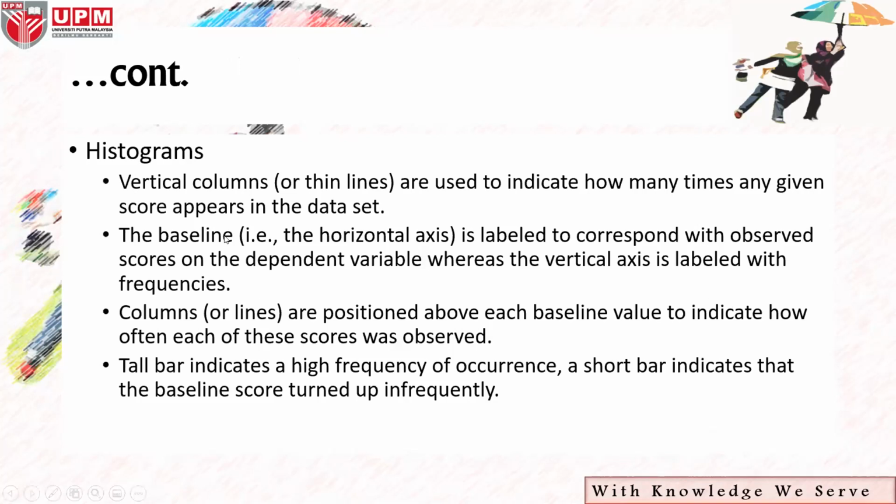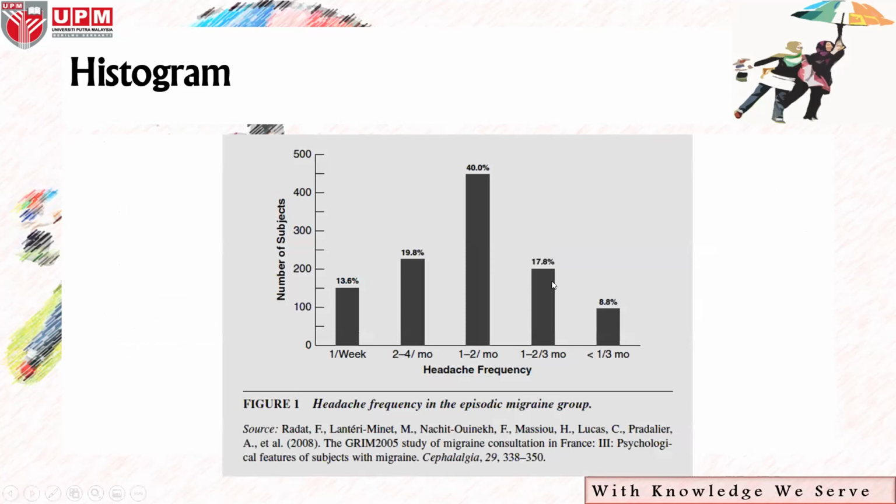Histogram. Okay. Histogram is a vertical column or thin lines that are used to indicate how many times any given score appears in the data set. The baseline, which is the horizontal axis, is labeled to correspond with observed score on the dependent variable, whereas the vertical axis is labeled with frequencies. So column or lines are positioned above each baseline value to indicate how often each of these scores was observed. So a tall bar indicates a high frequency of occurrence. A short bar indicates that the baseline score turned up infrequently. So this is the example of histogram.